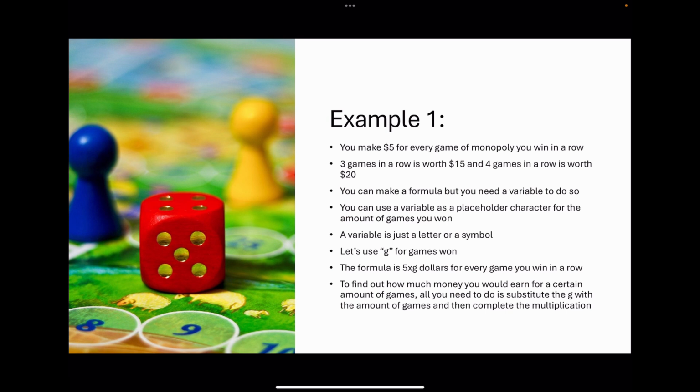You can use a variable as a placeholder character for the amount of games you won. A variable is just a letter or a symbol. Let's use G for games won. The formula is 5 times G dollars for every game you win in a row. To find out how much money you would earn for a certain amount of games, all you need to do is substitute the G with the amount of games and then complete the multiplication. So if we did 7 games, it would then be 5 times 7, which is then $35.